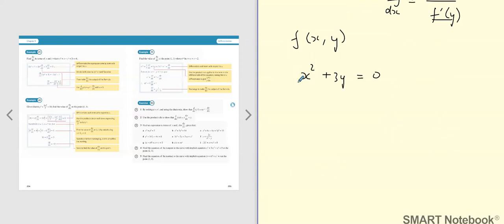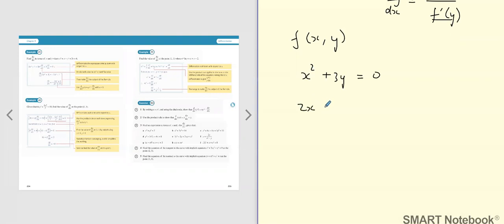when you differentiate x squared, what are you going to get? So we're going to differentiate everything with respect to x. When you differentiate x squared with respect to x, what do you get? Yeah, that's very good. We get 2x, right? So x squared becomes 2x.